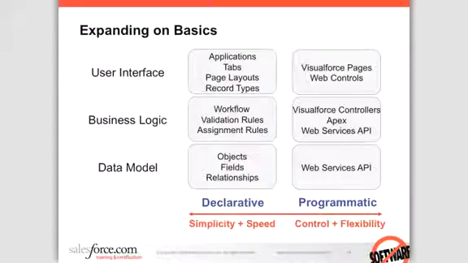Okay? And then finally, the data model. Here we have our objects, fields, and relationships. This is most similar to, or would map to, something like a relational database. So the objects are similar to custom tables, the fields are like columns, and then much like a relational database, we can define relationships between these different objects.